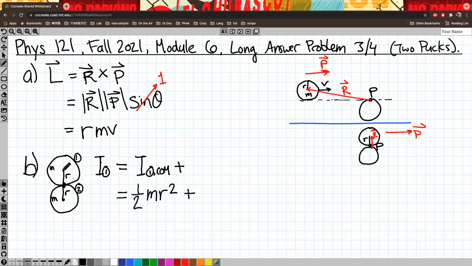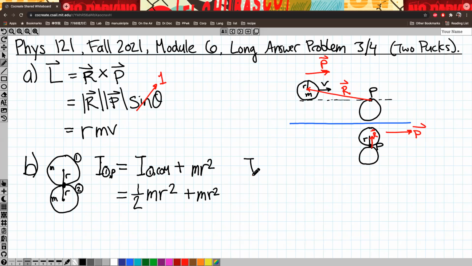Okay, now we're using the parallel axis theorem to figure out what the moment of inertia of puck one is around pivot point P. Well, it would be the mass times the distance from the point of inertia squared. So how much is that? It's just r. Okay.